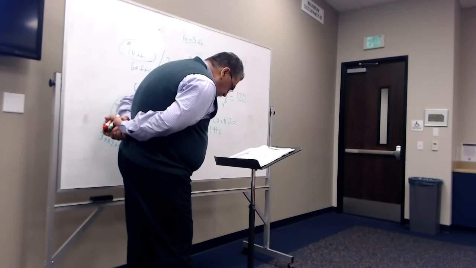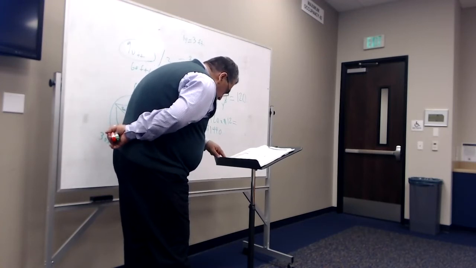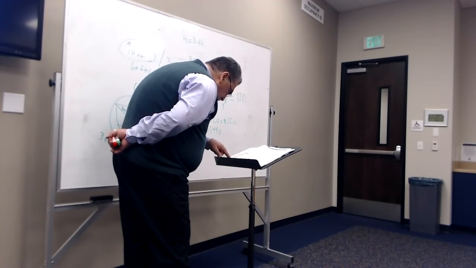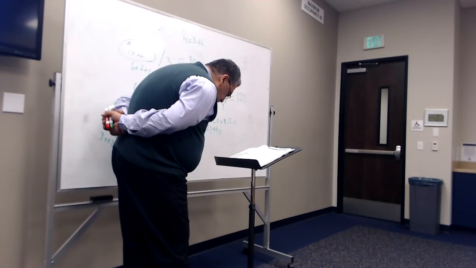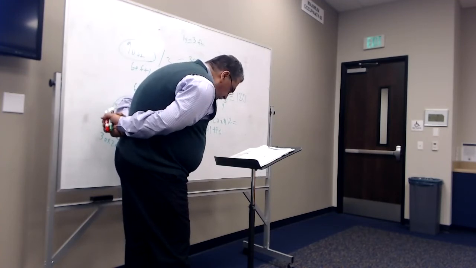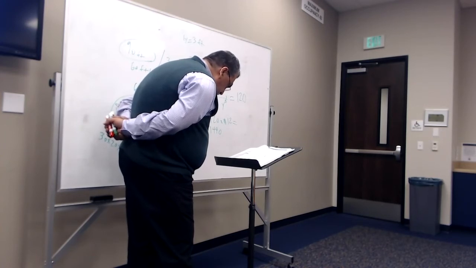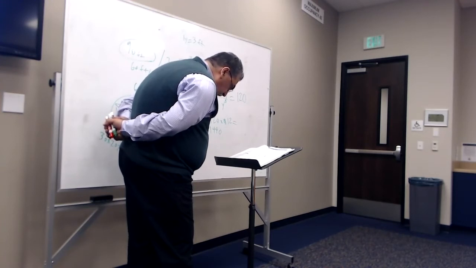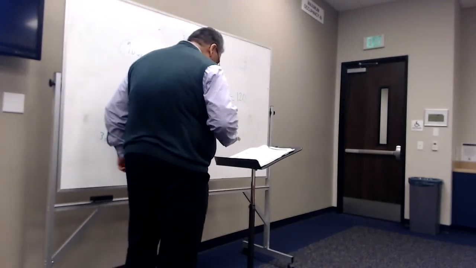It's 5. So 5 times 8 is 40, 40 times 8. Oh, no, they don't want the volume, they want the surface area. So you multiply 5 times 8 times 2, and then 3 times 5 times 2, and 8 times 3 times 2. You follow the surface area. So if you look at that picture.